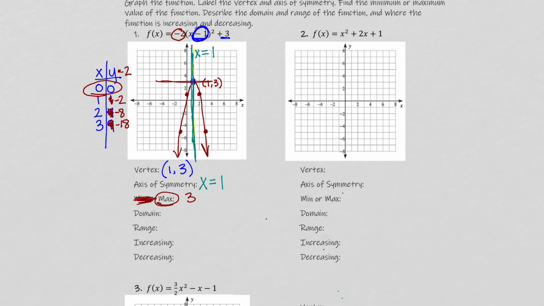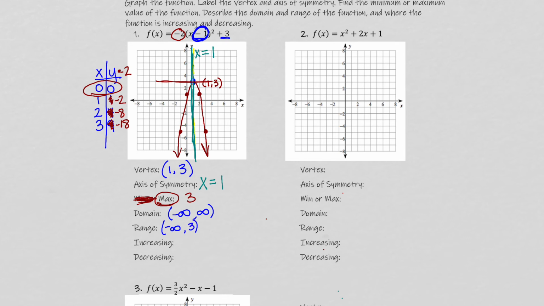It has a max. The domain, well, it's the same domain we've had for absolutely everything. It's going left forever and right forever. So -infinity to infinity. That's what those arrows on the end are doing. Range, how far down is it going to how far up is it going? Well, it goes down. Whoa, sorry, it erased. It's going down infinity because that's where the arrows are pointed. And then it goes up to that max number, which is 3.